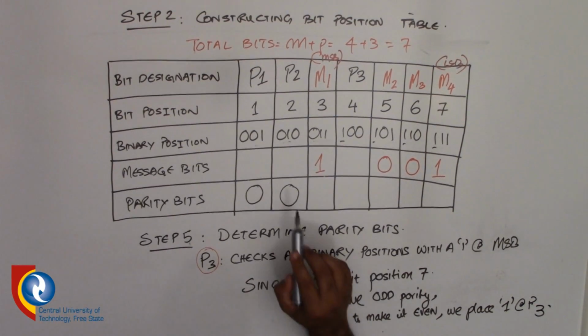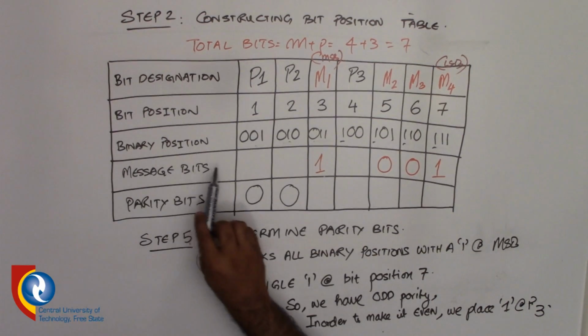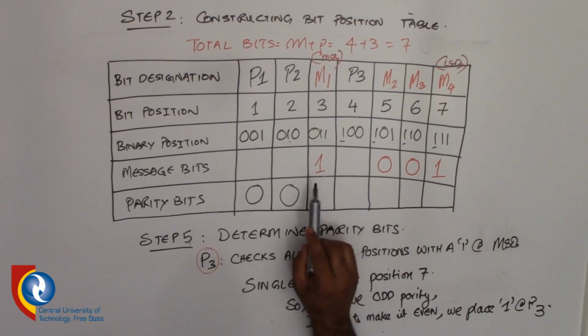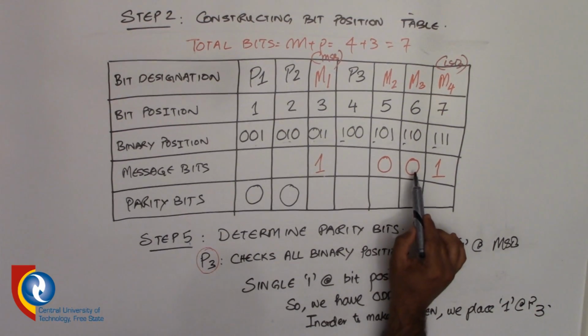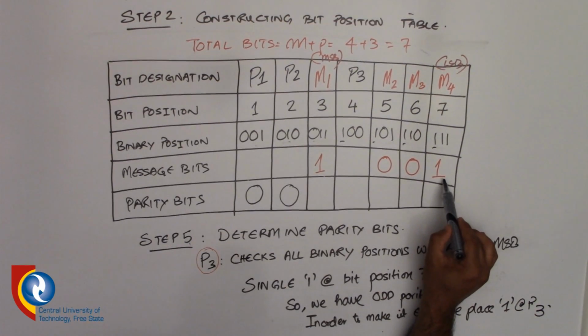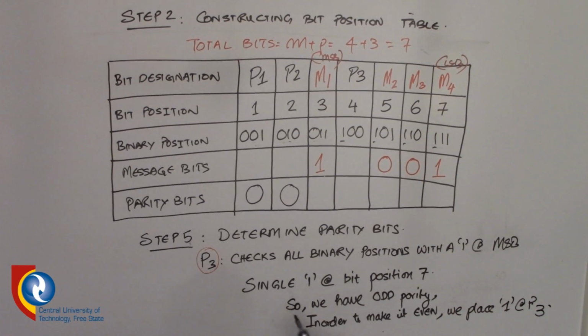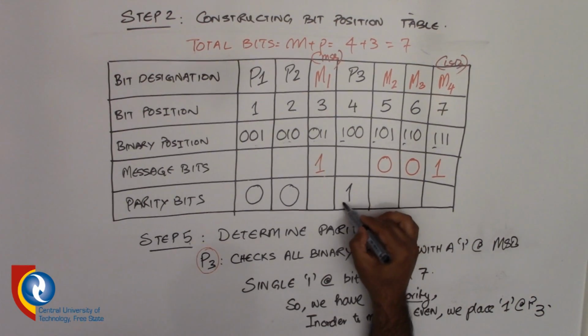Now if we count the number of 1s in the message bit at those positions, we will see that there is nothing at 4, there is nothing at 5, there is nothing at 6, there is just a single 1 at bit position 7. So we have an odd parity, and the question requires us to do an even parity check. In order to make it even, we place a 1 at P3.